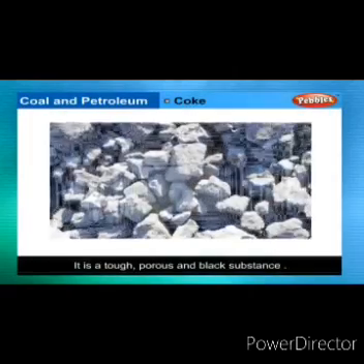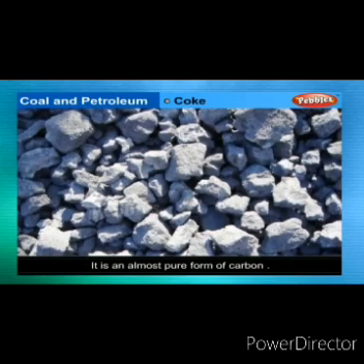Coke. It is a tough, porous, and black substance. It is an almost pure form of carbon. Coke is used in the manufacture of steel and in the extraction of many metals.